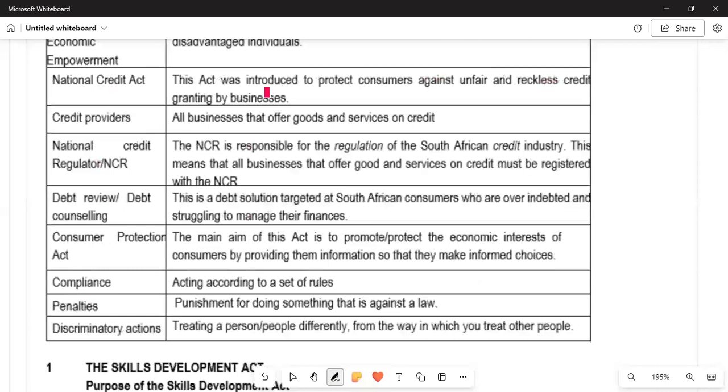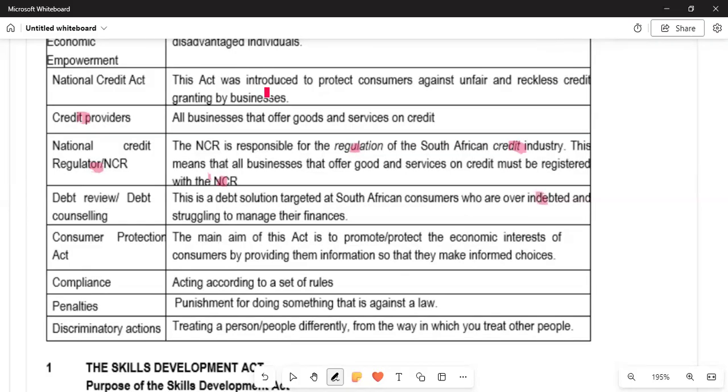Now we have the National Credit Regulator, which is the NCR. It is responsible for the regulation of the South African credit industry. This means that all businesses that offer credit and services on credit must be registered with the NCR. That is very important. Then debt review or debt counselling: this debt resolution is targeted at South African consumers who are over-indebted and struggling to manage their finances. So this act will help them.